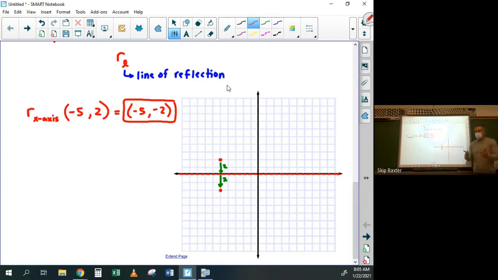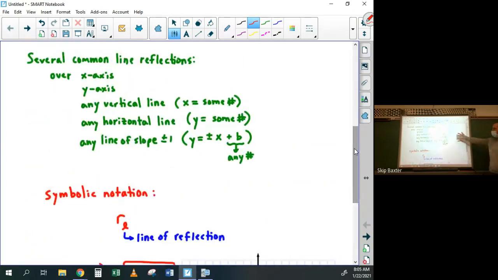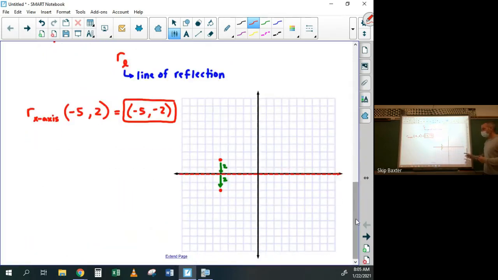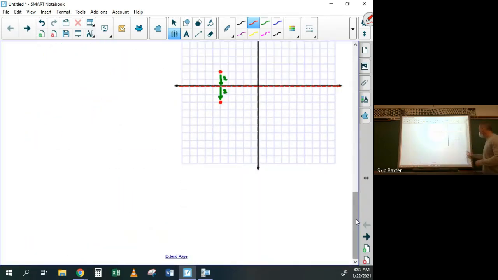But I urge you, don't try and remember these formulas, because look at all the different lines of reflection there are. There's a bunch of them, right? This is a single line. This is a single line. This is tons of lines. This is also tons of lines. This is tons of lines. So you can't remember a formula for every possible scenario. It's just not practical. So don't try and do that, okay?